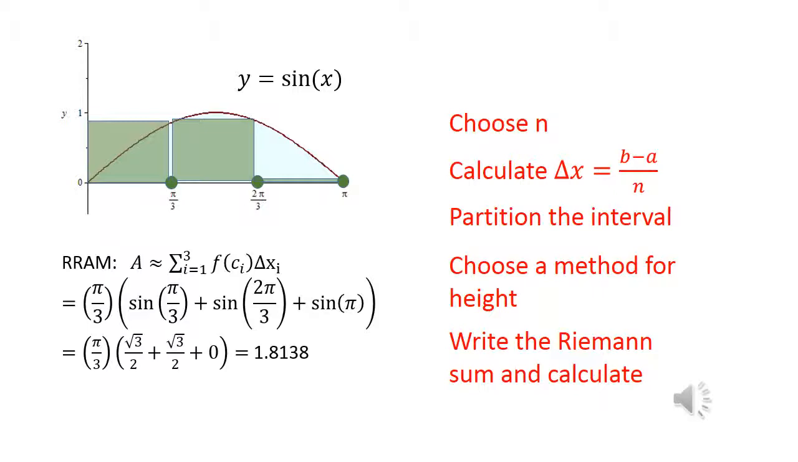Interestingly, the result that we get for the right sum, 1.8138, is identical to the result that we got for the left sum. And that happened because our curve was symmetric. Curves that lack symmetry generally will not have the right sum and left sum the same.